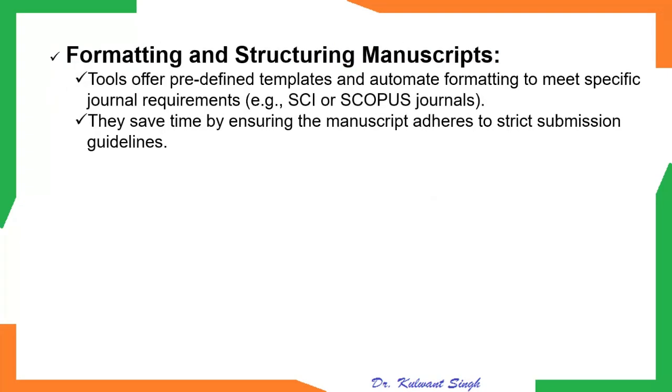Next is the formatting. The AI tools have many templates and they can automate the formatting process of any research document as per the requirement of the journal, because generally every researcher is looking for high index journals, for SCI and Scopus indexing. If we do this manually, it is time consuming, and an AI tool will save our time.